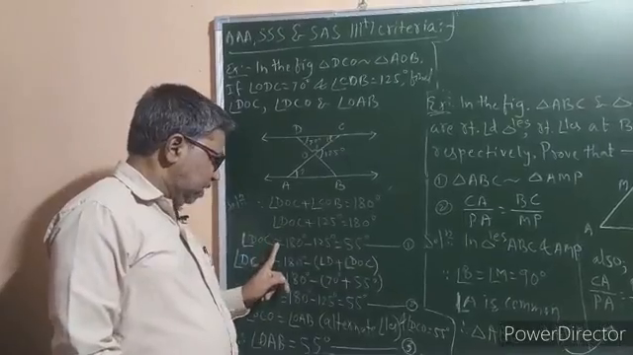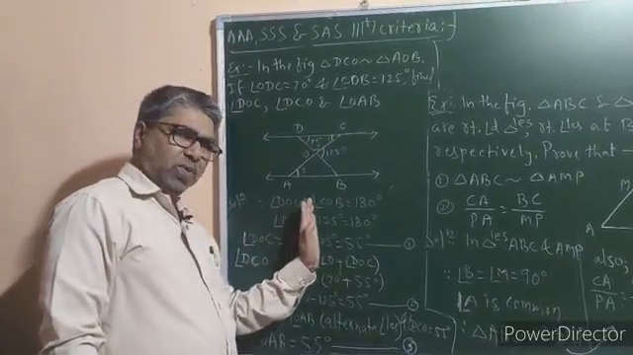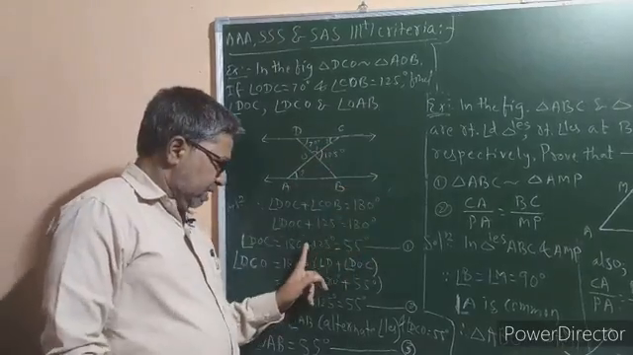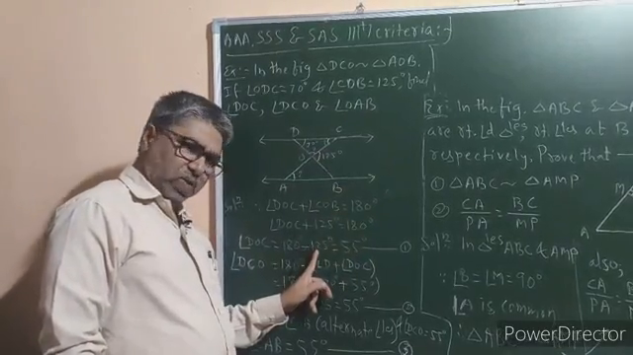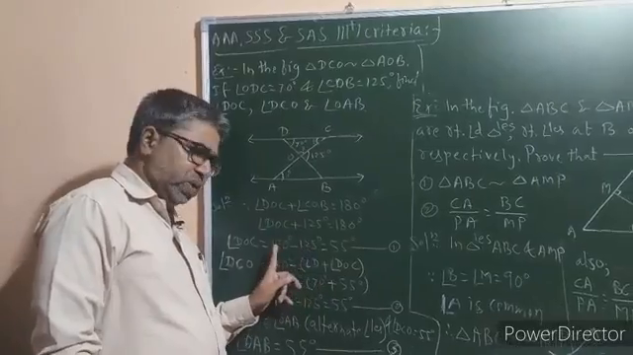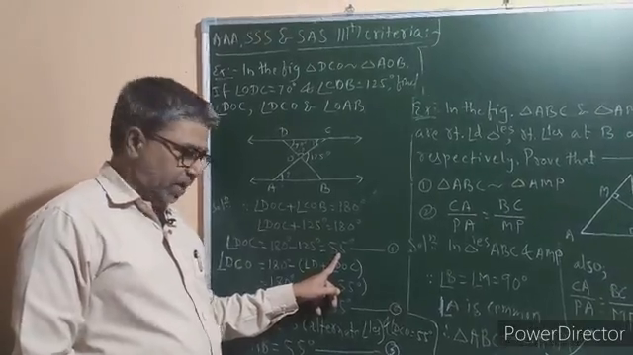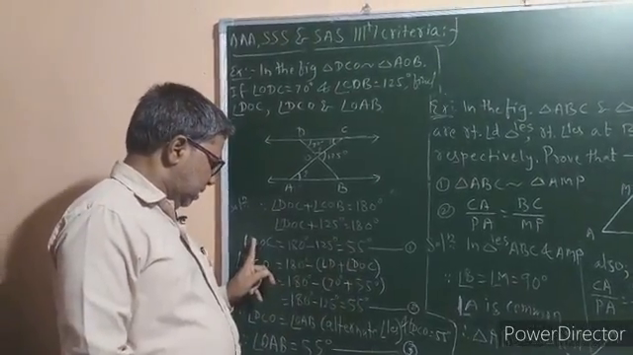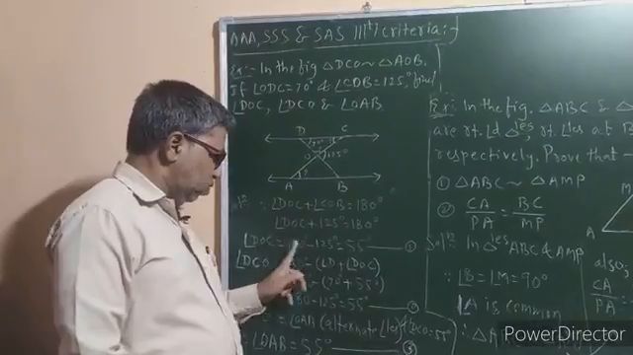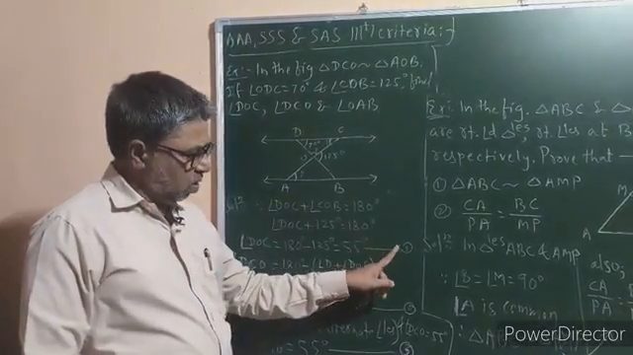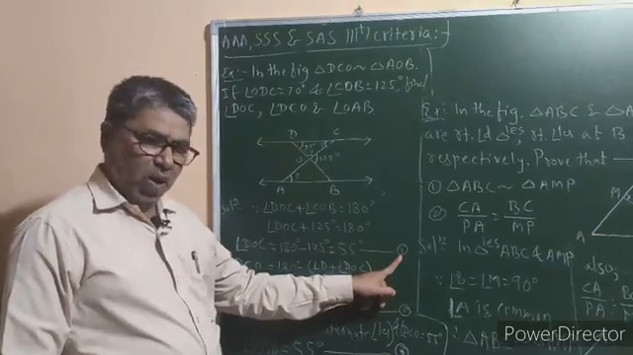Angle DOC is equal to 180. Shift 125 to the right side, you will get minus 125, and if you subtract 125 from 180 you are going to get 55 degrees. So hence the measure of angle DOC is 55 degrees. Call this number 1.